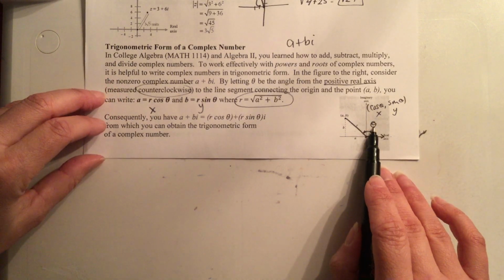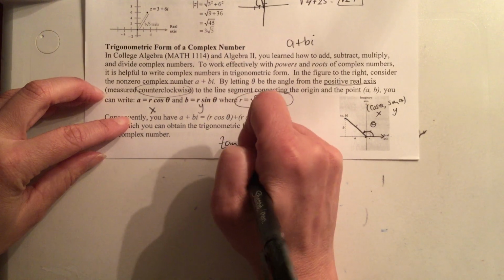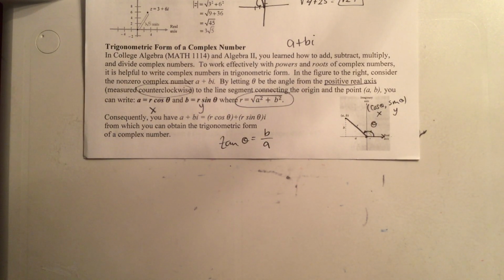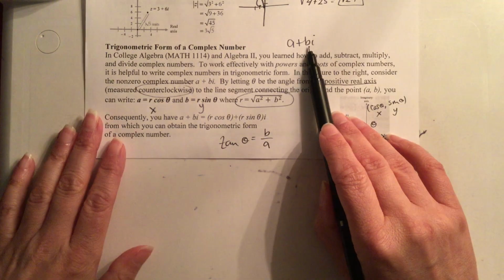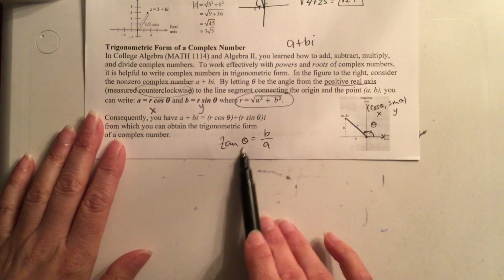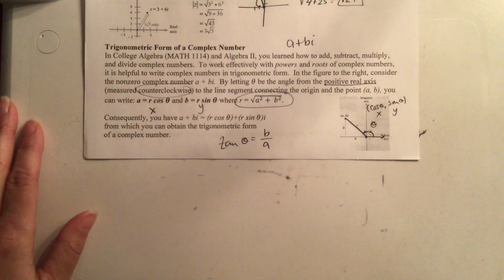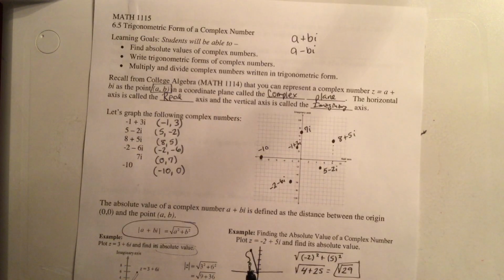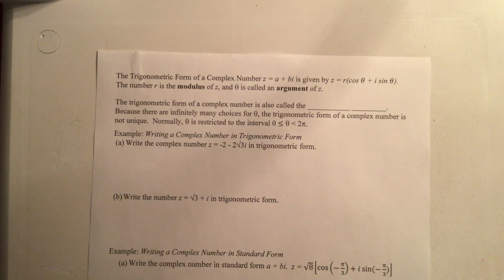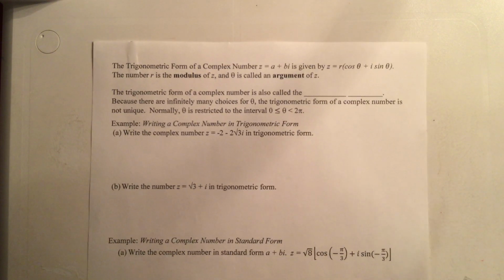Now, if I want to find out what this angle is, the tangent of theta equals b over a, just like we have been looking at with vectors. So you would take the b value divided by the a value, find out where on the unit circle the tangent is that, and then you would know your theta. So let's go ahead and do some of this. I know it might seem a little confusing, but once you do the examples, I think you're going to be like, holy smokes, that's it.